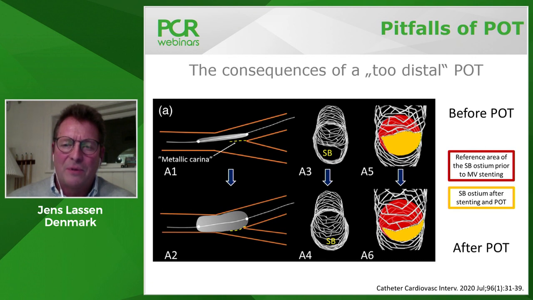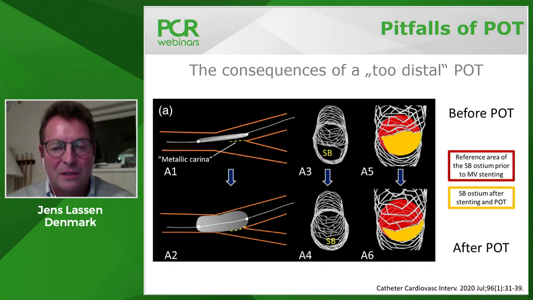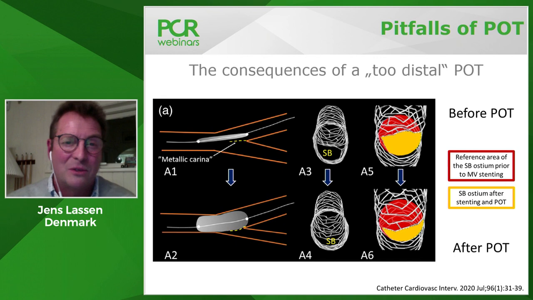This is actually what happens. This is a bench test by Nils Holm's group, done in collaboration with John Ormiston, showing us that if we go too deep after a POT, we will just push the opened metallic carina towards the side branch and close it again. This is very well depicted in these two micro CT images, from A5 to A6 on your right, where you're pushing the carina back. So this is a pitfall, and you need to be aware of it, because it's not totally obvious if you do it by angio. The only way to solve it is to go in and do a new kiss and correct for the malposition.